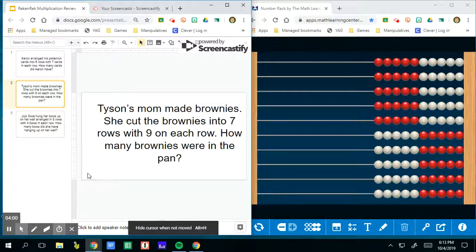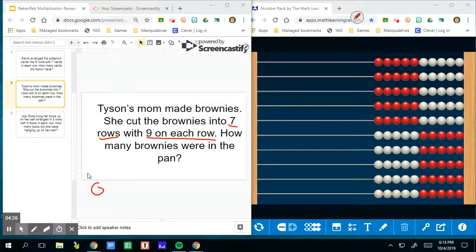Next problem. Tyson's mom made brownies. Yum. She cut the brownies into 7 rows with 9 on each row. How many brownies were in the pan? So, I know the question's asking how many brownies were in the pan. And I know there were 7 rows with 9 in each row. So that's 7 groups with 9 in each group. The question's asking for how many total brownies in the pan. That's what we're looking for.